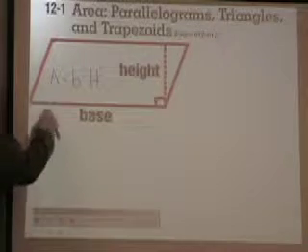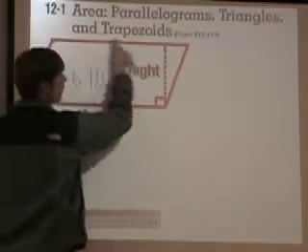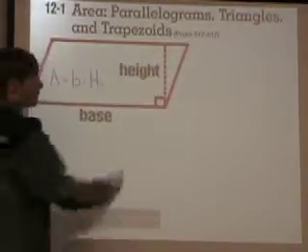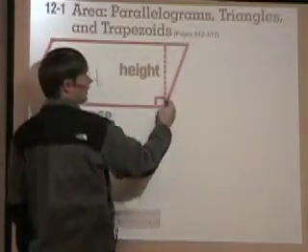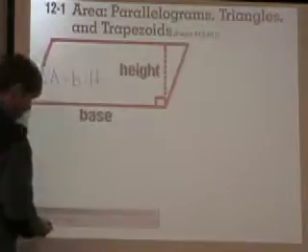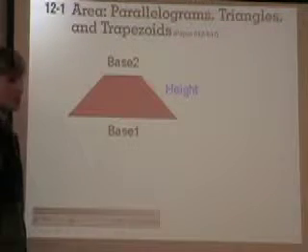The formula for the area of a parallelogram is the base. Now this could be the base or this could be the base times the height. Okay? This is not the height, this is the height. Okay? The second formula we're going to need to know is of a trapezoid.